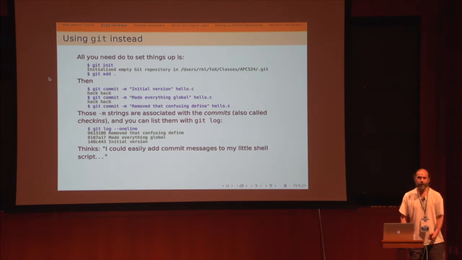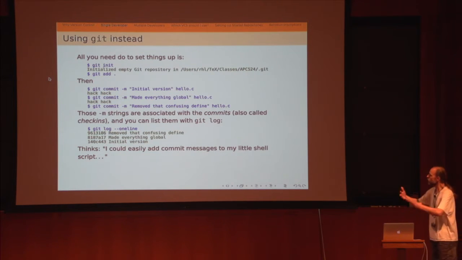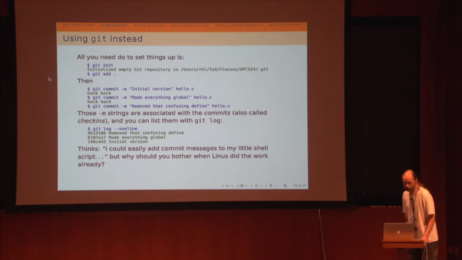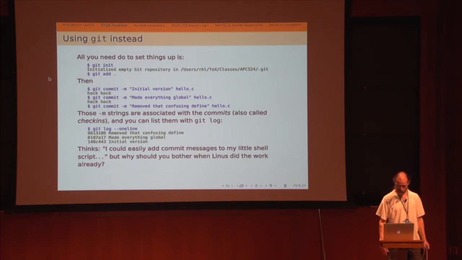Now, I know some of you are thinking, but I've got a little shell script. I could easily add commit messages to my shell script. But why bother? Because Linus Torvalds, who also wrote the Linux kernel, did the work already. It's easier just to learn to use Git.